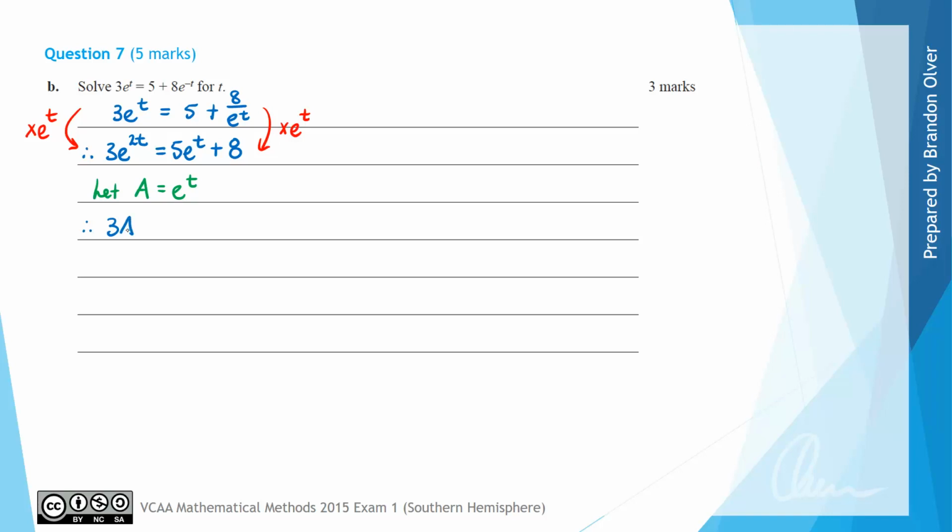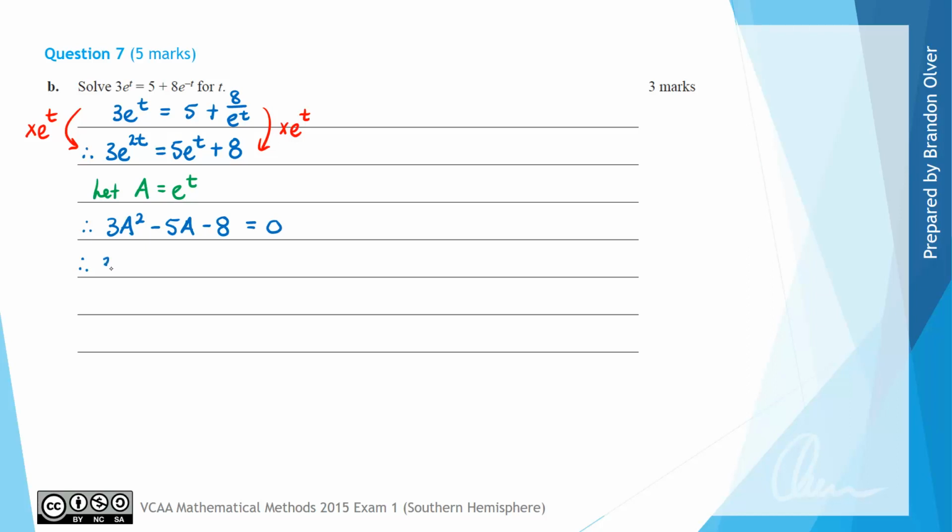We'd have 3A squared, and then we're going to subtract away the 5e to the power of t, but that's now just going to be 5A with our substitution. And then we subtract away 8, and that's going to equal 0 now. So we have a quadratic that we're trying to solve equal to 0. So we're going to factorise that by looking for the factors of 3 times negative 8, which is negative 24, that add together to give negative 5. And we can see that negative 8 and positive 3 would help us do that.